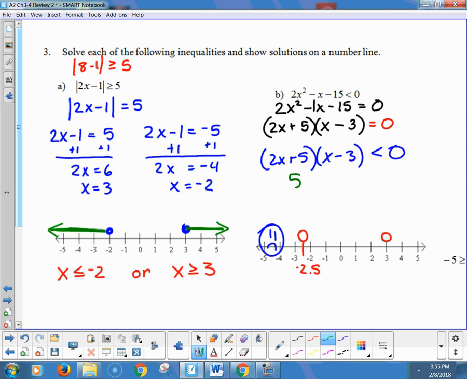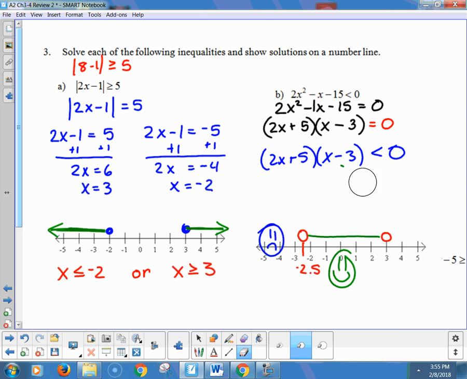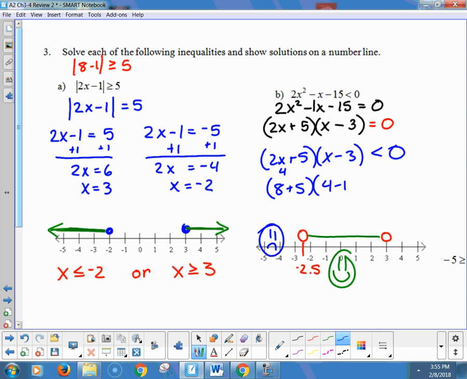If I test 0 in this inequality, we get 5 times negative 3. Is that less than 0? And yes, it is. So this middle region seems to work. And we could test positive 4 over here. Positive 4 here, I get 8 plus 5, so 13, and 4 minus 3, which is 1. And 13 times 1 is definitely not less than 0. So this over here fails.